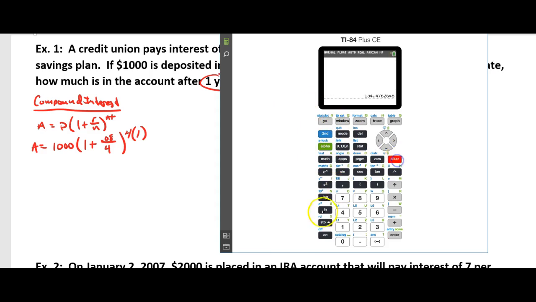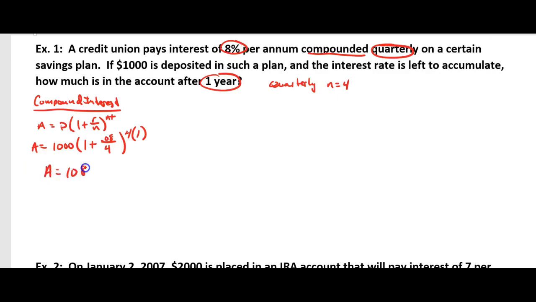Now, if I go to my calculator and I plug this in, I get 1,000, open parentheses, 1 plus 0.08 over 4. And then I'm going to take that and raise it all to the 4th power. And when I hit enter, that tells me the amount in the account after 1 year would be $1,082.43.